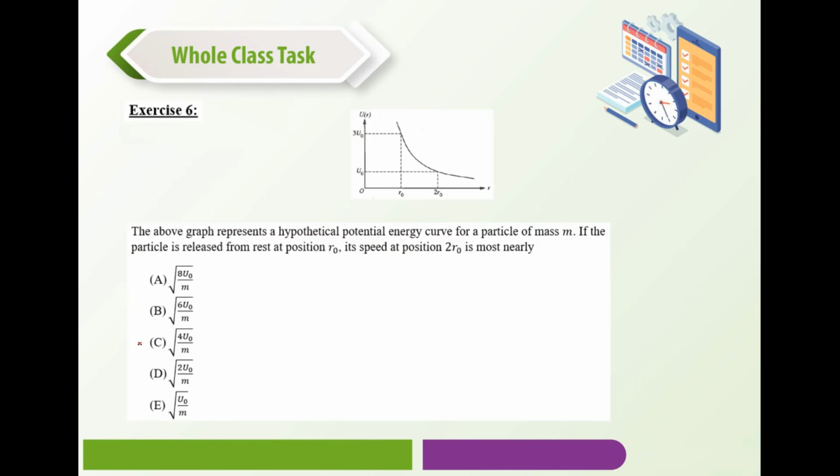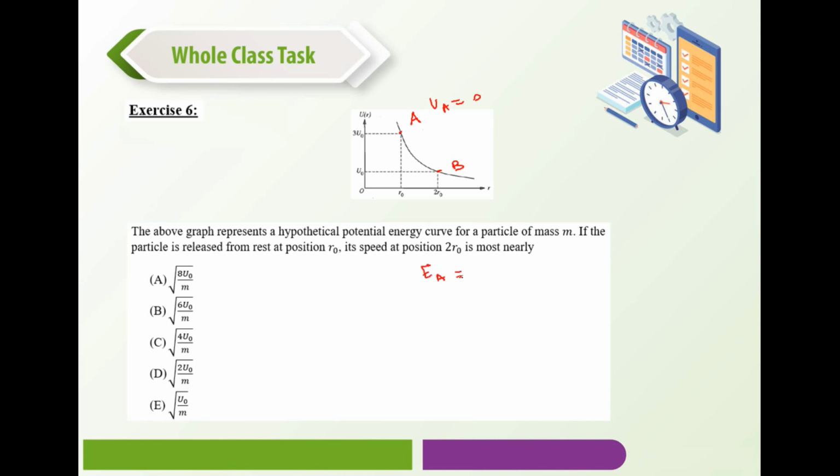Exercise 6. The above graph represents a hypothetical potential energy curve for a particle of mass m if the particle is released from rest at position r0. Let me say this is the point A, and this is the point B. The speed at the point A is 0. Then we need to find the speed at the position of double r0. This can be done using the conservation of energy.